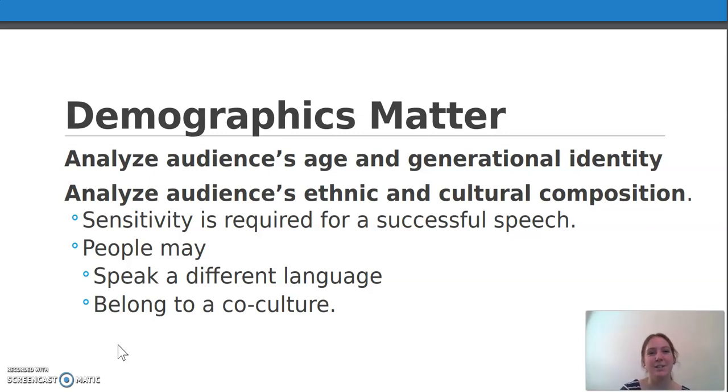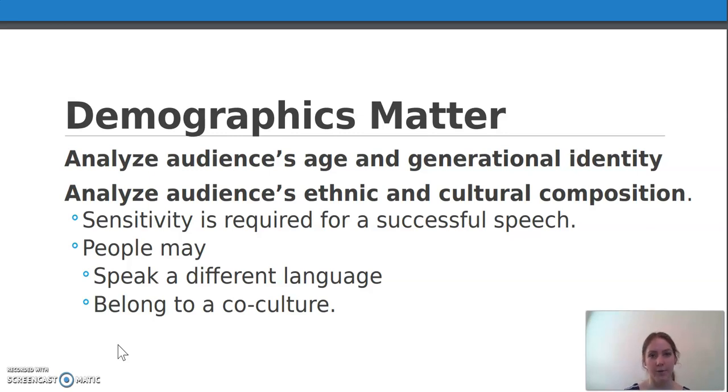But if you're talking to your grandma, it would be more a description of it happening rather than stating it as a specific example and being vague about it. So how in depth you go into these questions matters based on demographics. Also, the audience's ethnic and cultural composition. Sensitivity is required for a successful speech.